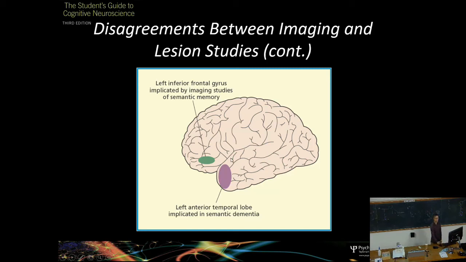What you would hope to find is that if you take a group of patients who have damage to semantic memory, so people who've lost the ability to understand words and produce speech, that in fact they would also have damage to that part of the brain. But actually, if you take a group of patients who have severe damage to their semantic memory system, you get a different brain region coming out, and that's this region here, the temporal lobes. So it seems that functional imaging studies are saying, hang on, this brain region seems to be important. Whereas if you take a bunch of patients with problems in semantic memory, this region here is important.